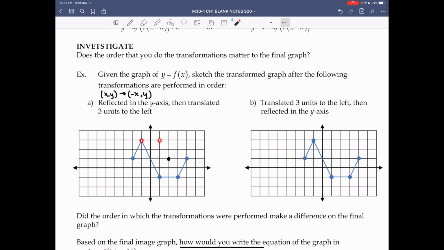Then the next transformation is that the graph is translated 3 units to the left. Then a point x, y on the reflected graph will become the point x minus 3, y on our final graph. So starting at the left, this point gets shifted over 3 to be here. Next point shifted over 3 will land here.